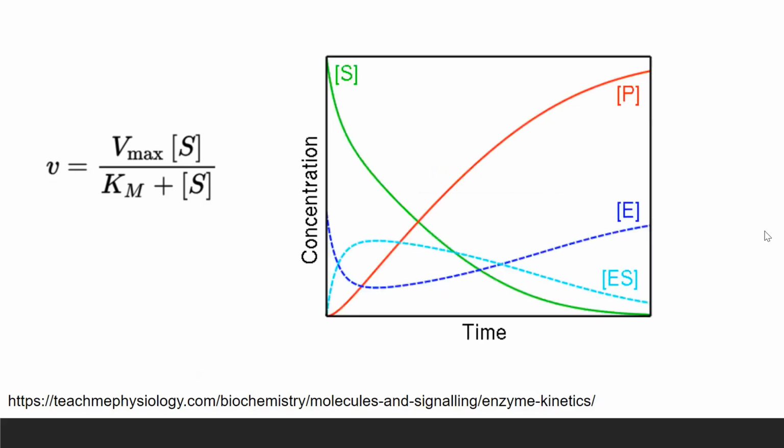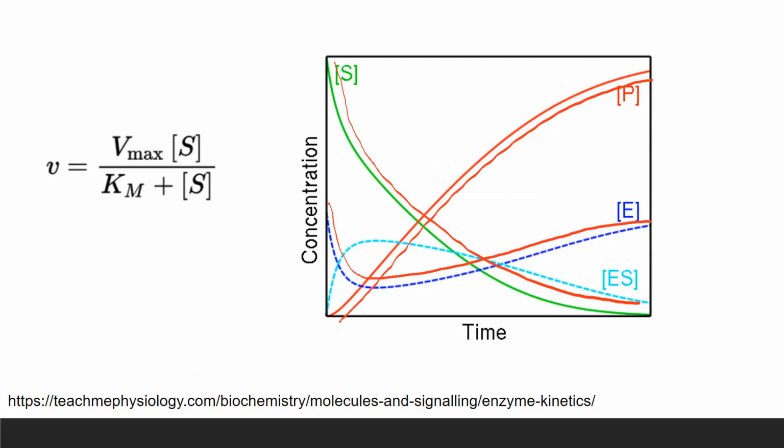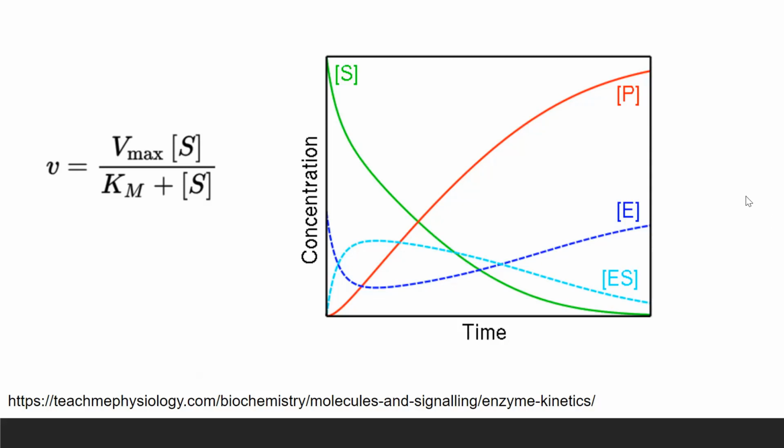Let's see what the concentration versus time graph usually looks like. As you can see, over time, the concentration of the substrate decreases and the concentration of the product increases, right? The concentration of the enzyme decreases and then increases, and the concentration of the enzyme substrate complex increases and then decreases as time goes on, as you can see in this. Okay, so now that we have seen both the graphs, let's see the possible answers.